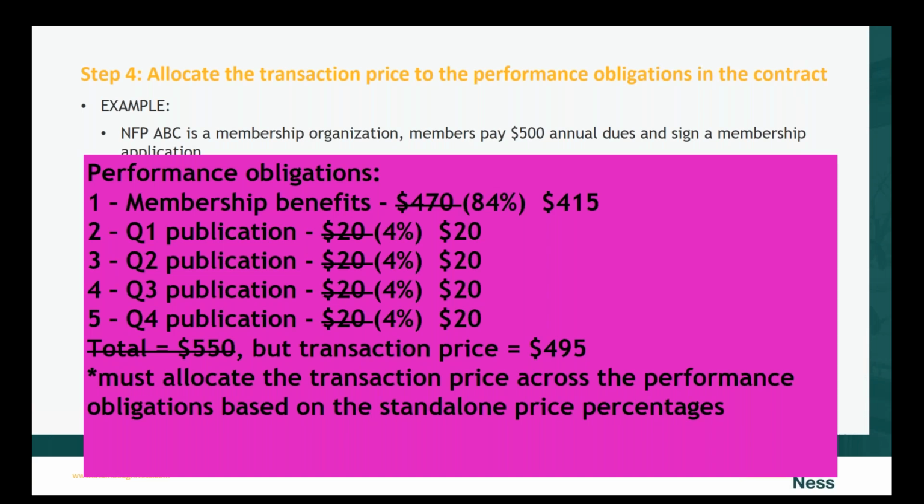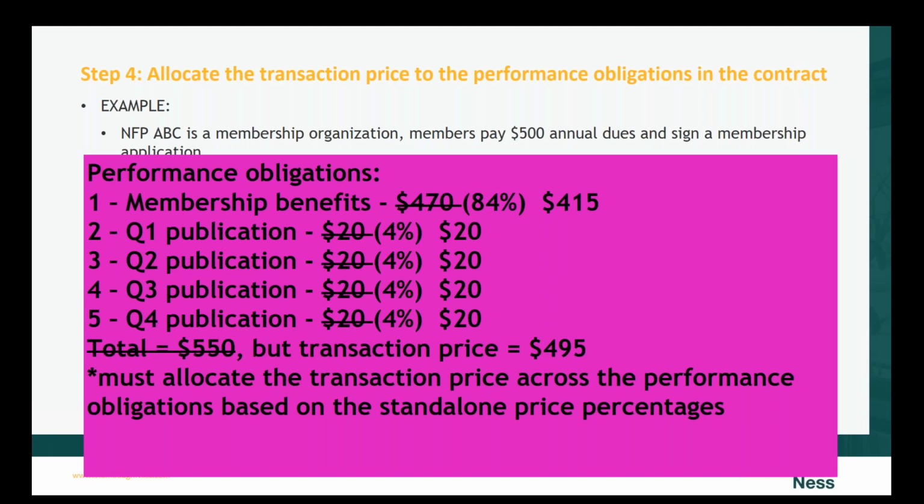So again, we allocated the price amongst the performance obligations based on their percentages. It's just in this transaction, it ends up being we keep the publications at $20 and the membership benefits are now at $415, which totals our transaction price of $495.